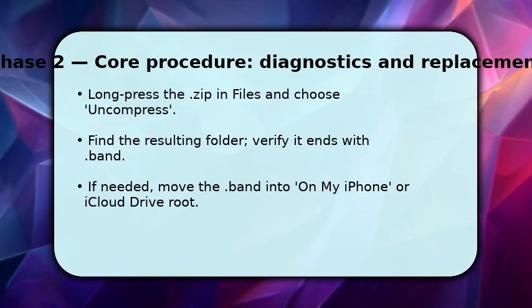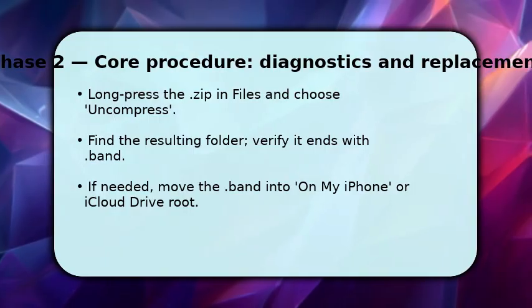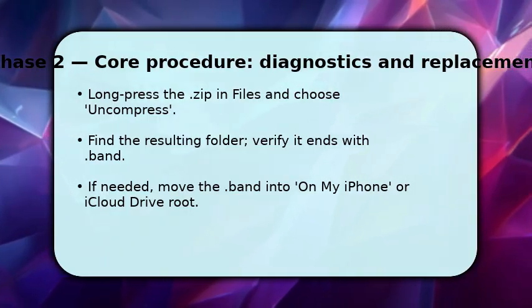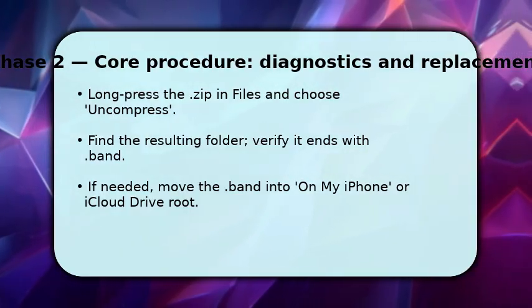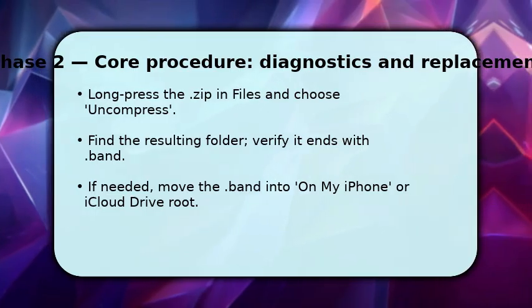You long press the saved zip and tap Uncompress. This creates a folder next to the archive. Once done, inspect the new item. It should be a folder with a .band suffix.